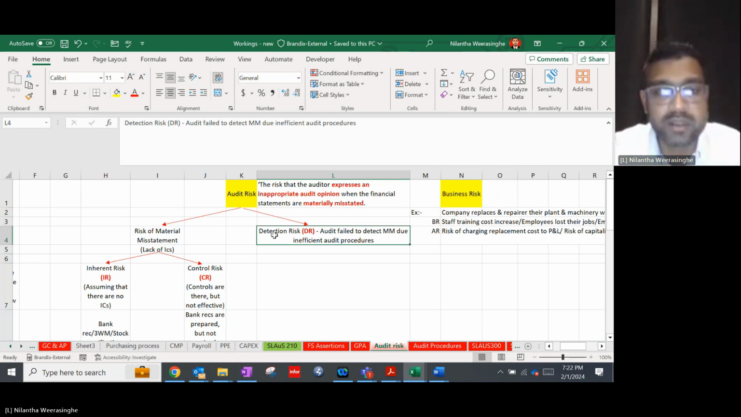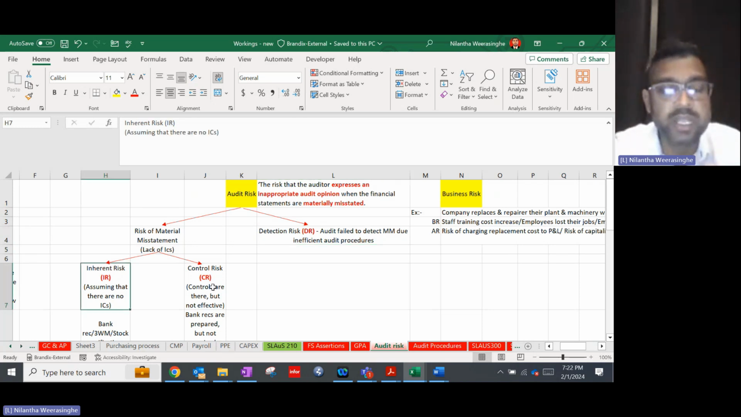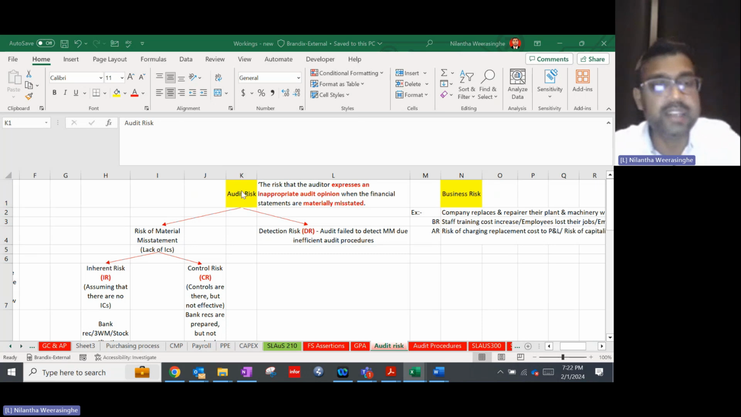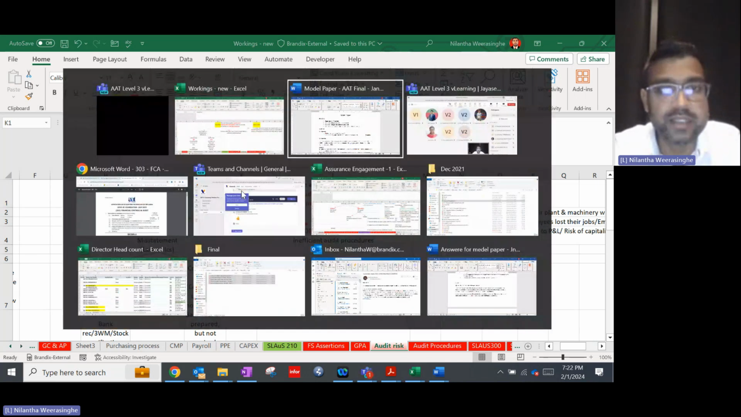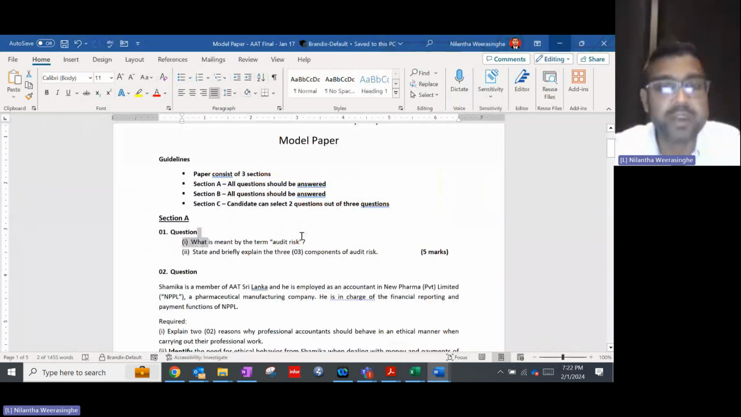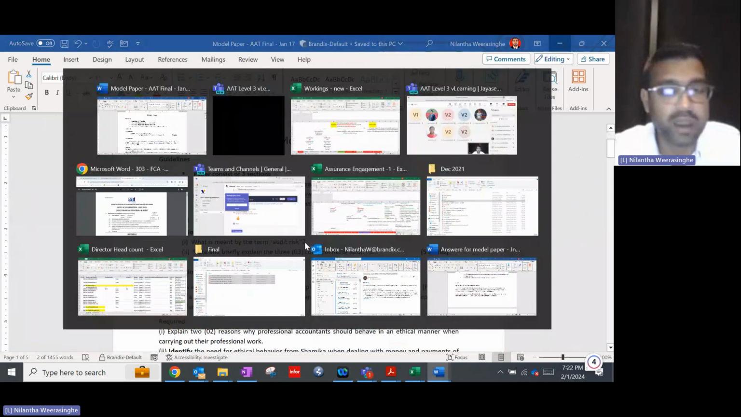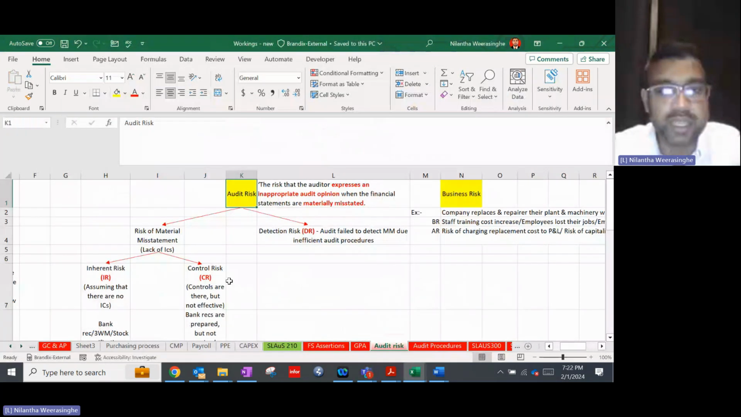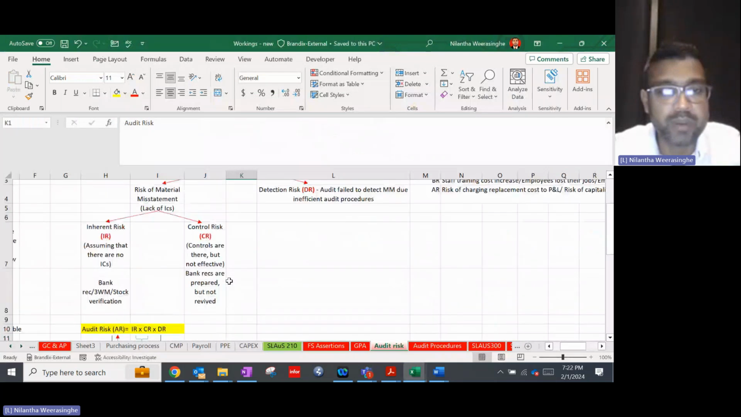Detection risk. So you can see 3 components of audit risk. What are they? Inherent risk, control risk, detection risk. Because of these 3 risks, you have audit risk, in short. So that is the definition, that is the answer to this question: what is meant by audit risk? Simple, right?